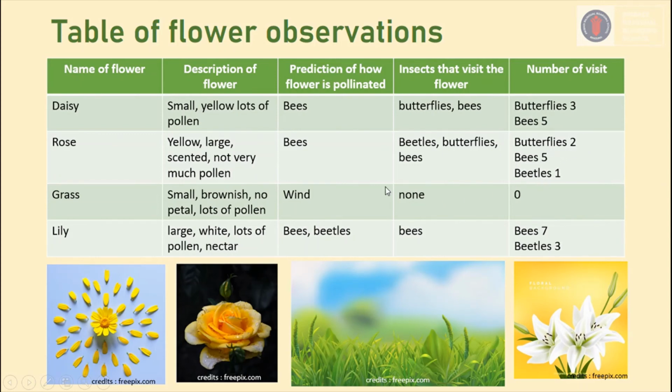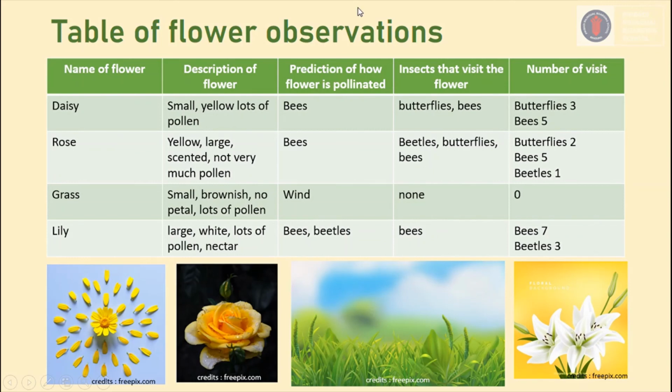And the grass, since it has no pollinator visiting, you write 0 here. In the lily, when you observe, you have only seen bees and beetles. So you write here, bees and beetles. And this is how your observation will look.